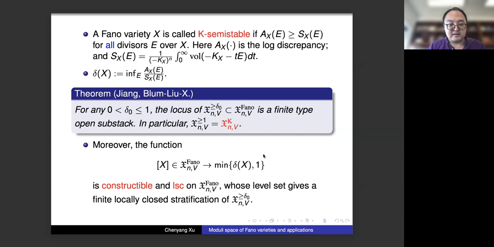Each stratum is locally closed, and if you take the union of the strata with delta larger than delta 0, for any delta 0, then it's open. So basically, Chenyang proved the finite type part, and Blum, Yuchen Liu, and myself proved that it's an open subset. It's the openness part.